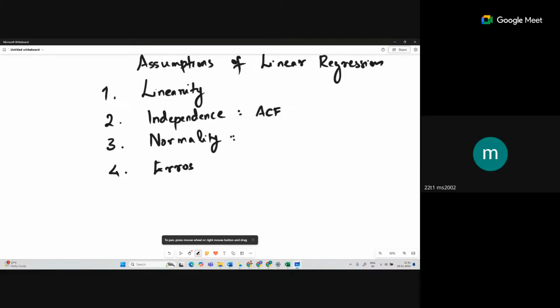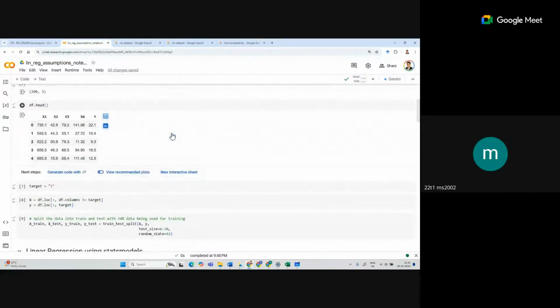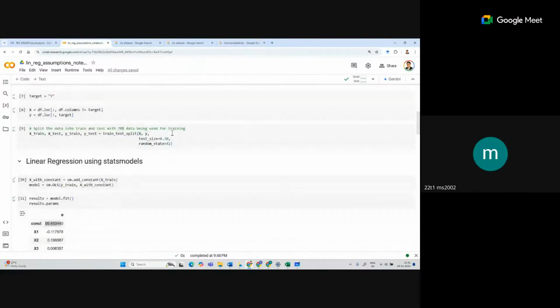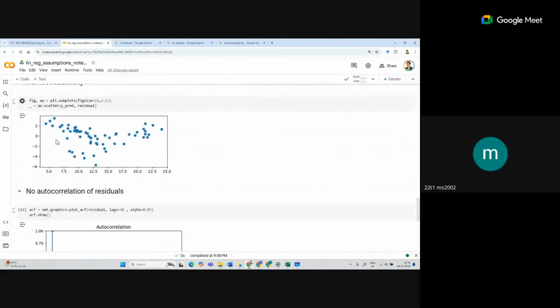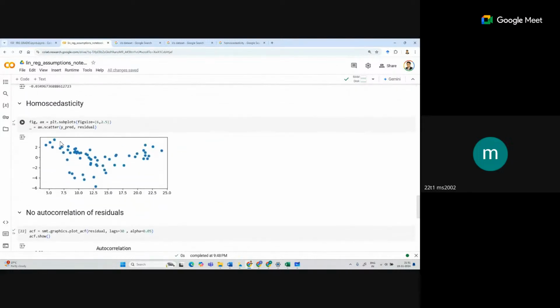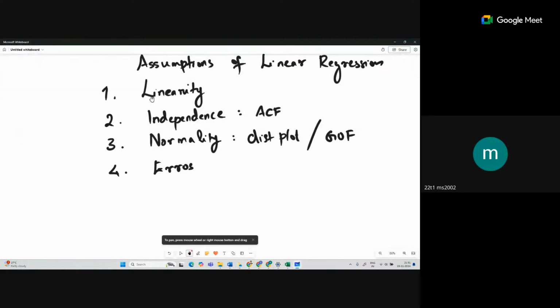We saw two things. One is a QQ plot, and then we also discussed goodness of fit. What about errors? We checked for homoscedasticity. Do the errors have any particular pattern? So you can remember this particular acronym called LINE: linearity, independence, normality, errors. And then finally you can also remember multicollinearity. Don't forget this.